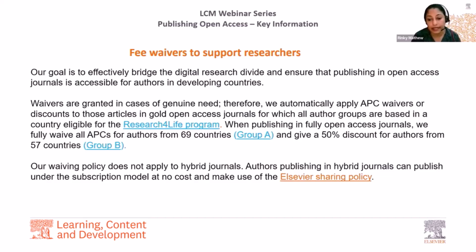There are Group A and Group B lists, and we would also be sharing the links of these programs, which would help you in understanding which countries would be eligible for full waiver and which countries would be getting a 50% discount. Our waiving policy, however, does not apply to hybrid journals because authors do have an option in hybrid journals to publish under the subscription model at no cost. There is a green open access option available in subscription journals, which is why the waiving policy is applicable only for gold open access journals.